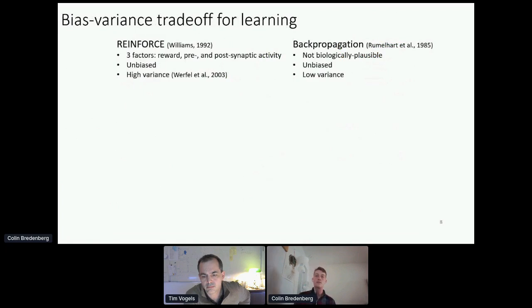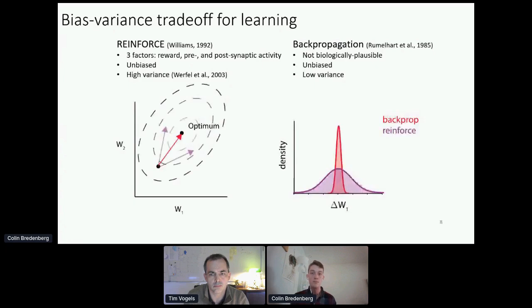So having validated that learning works for simple stimuli, we can now compare it to classical methods. We'll be looking at two learning algorithms in particular: REINFORCE, which is a biologically plausible learning algorithm that combines a global reward signal with local Hebbian coactivity, and backpropagation, which is the standard but biologically implausible method for training synaptic weights in artificial neural networks.